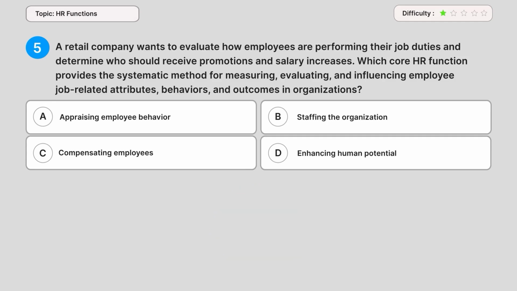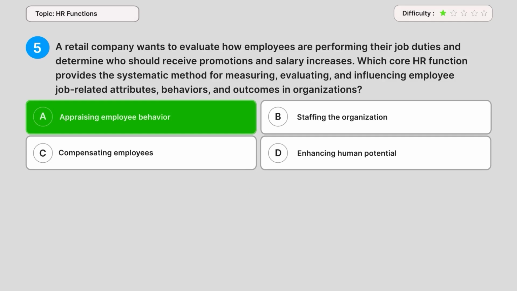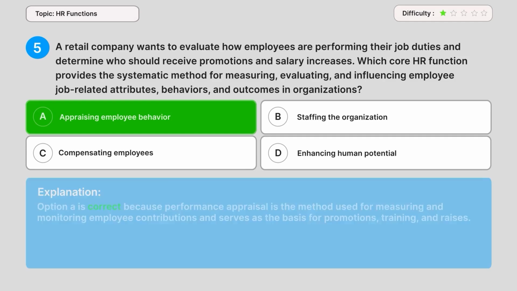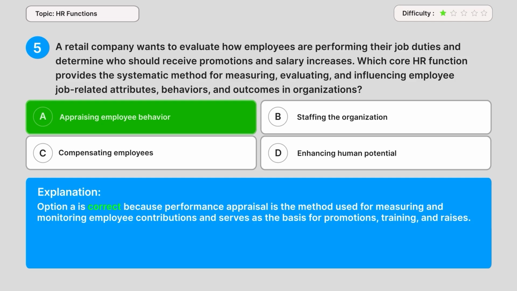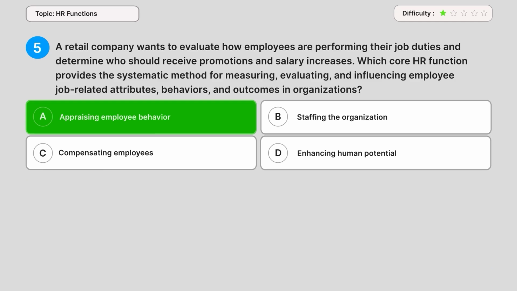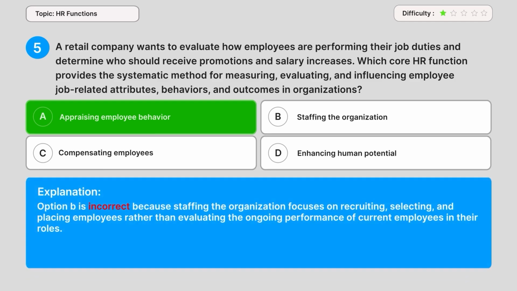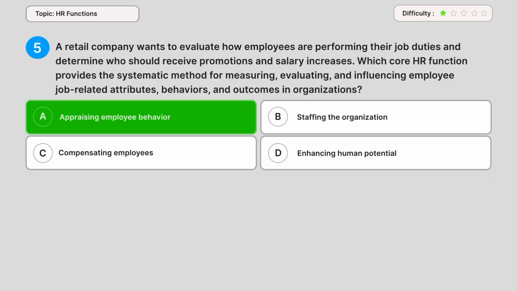Correct answer, A. Appraising employee behaviour. Explanation. Option A is correct because performance appraisal is the method used for measuring and monitoring employee contributions and serves as the basis for promotions, training, and raises. Option B is incorrect because staffing the organisation focuses on recruiting, selecting, and placing employees rather than evaluating the ongoing performance of current employees in their roles.